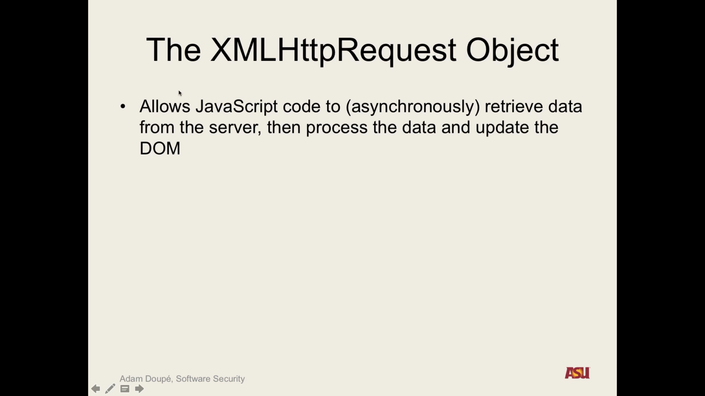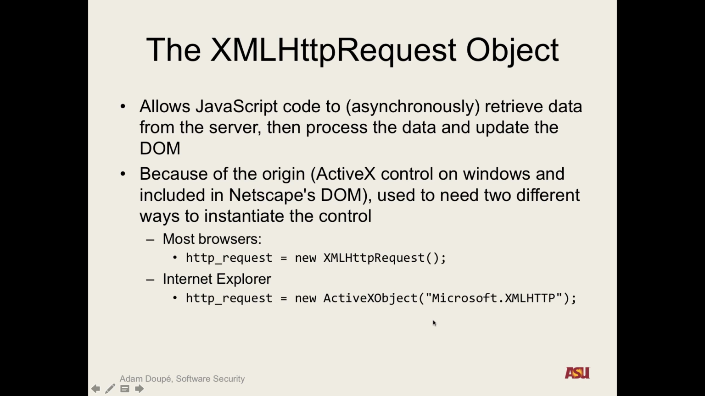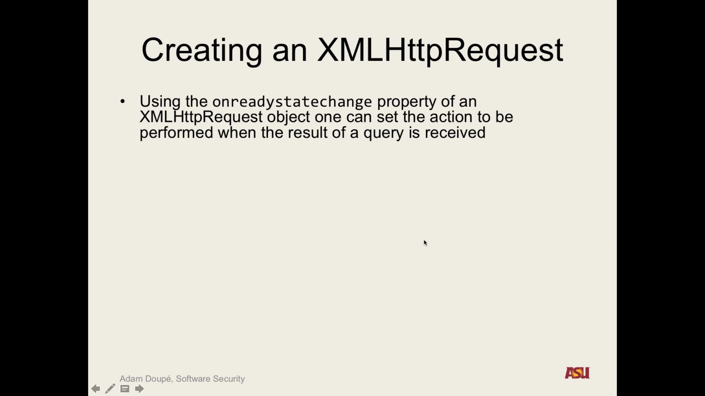So the idea is this object allows JavaScript code to retrieve data from the server, process the data, and update the DOM, all without refreshing the page. And once again, browsers have historical differences. In most browsers, you create an XMLHttpRequest just by creating a new object here. In Internet Explorer, you have to use this ActiveX control to do that. And with the onreadystatechange property of this object, you can set actions, JavaScript functions, that occur at each point in the life cycle of this request.